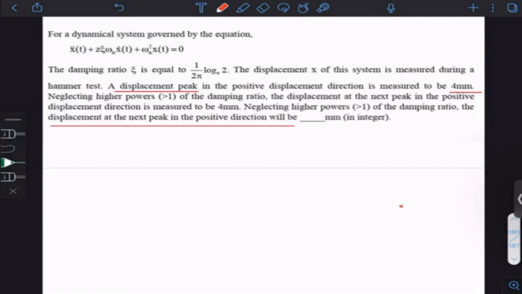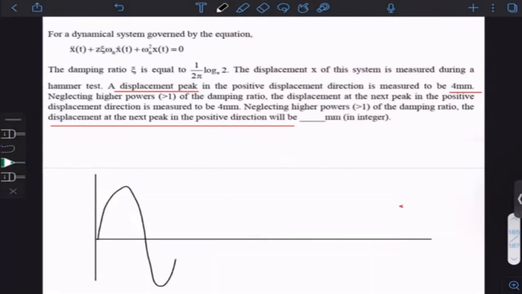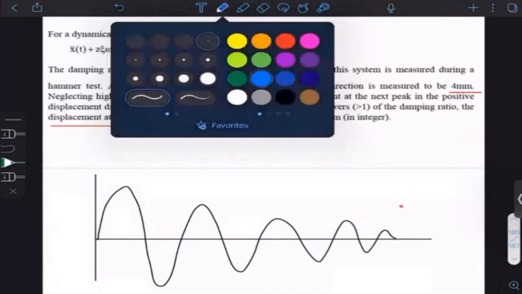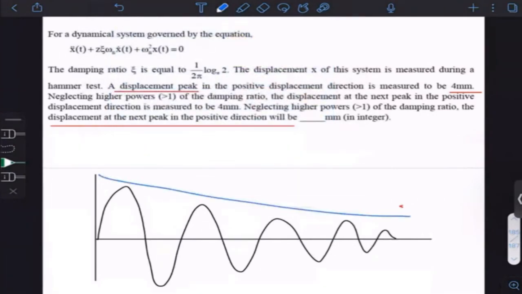So guys, see, actually whenever you see its graph, it will be like this. Whenever you see its graph, it is going like this, right? And this will be exponentially decreasing, right? Remember that. Exponentially decreasing.